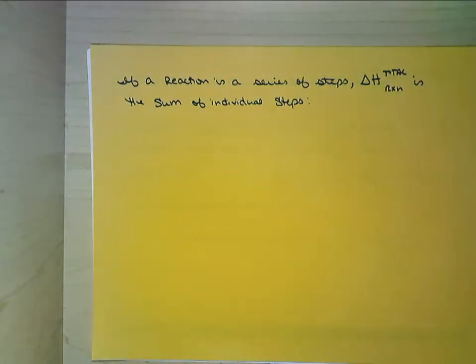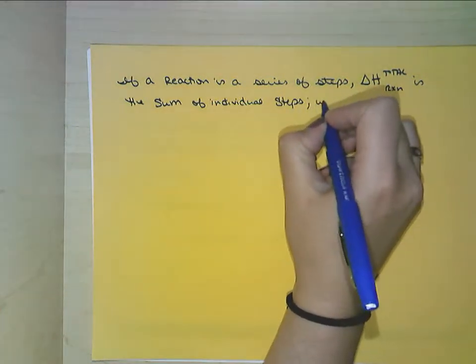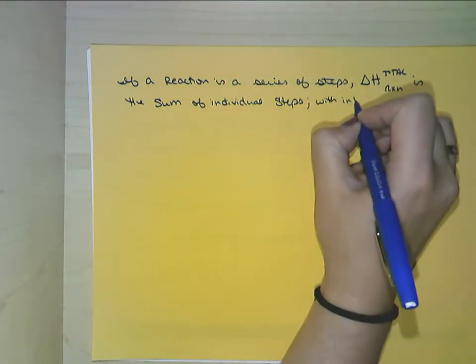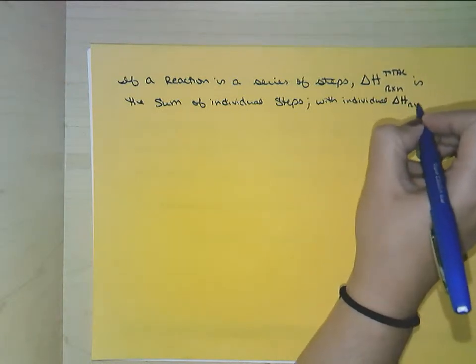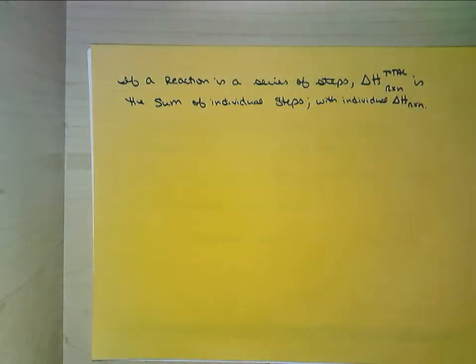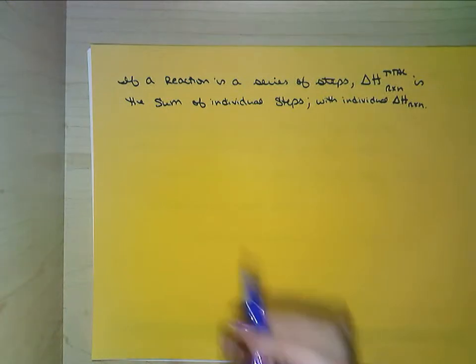If a reaction is a series of steps, then the delta H total is going to be the sum of all the individual steps, with individual delta H reactions. So, let's say this is going to become a big problem. If you're spacing yourself out, you might want to use the back of a page or a separate sheet of paper.